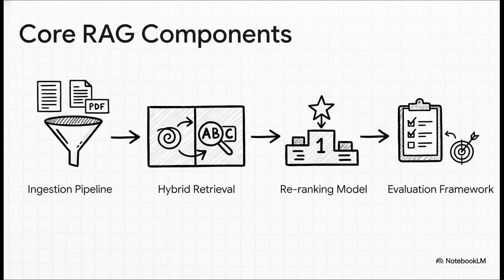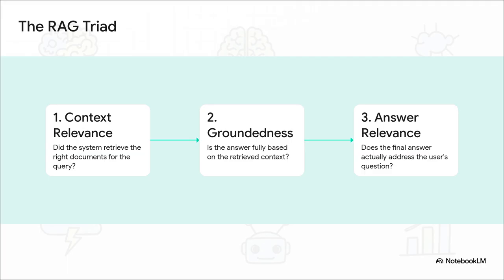And you have to have an evaluation framework to constantly check if it's all working. And speaking of evaluation, we measure the success of a RAG system with something called the RAG triad. It basically asks 3 simple questions. 1. Did we find the right information in the first place? 2. Is the final answer actually based on the information we found? This is called groundedness, and it's your #1 weapon against the model making stuff up. And 3. Does the answer actually help the user and answer their original question? You have to nail all 3.